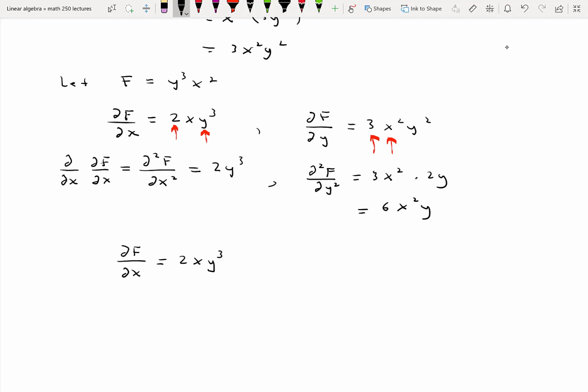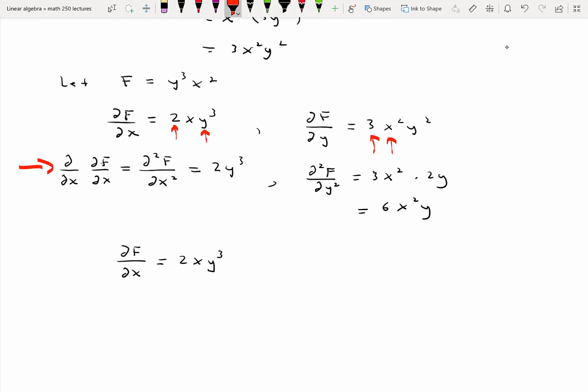Okay. Now, the partial derivative of a function of two variables, x and y, or three variables, or four variables, or whatever, but a partial derivative of a function of two variables with respect to x is another function of two variables. The result, partial f partial x, is 2xy cubed. It's another function of x and y. So I could take another derivative with respect to x. I did that right here.